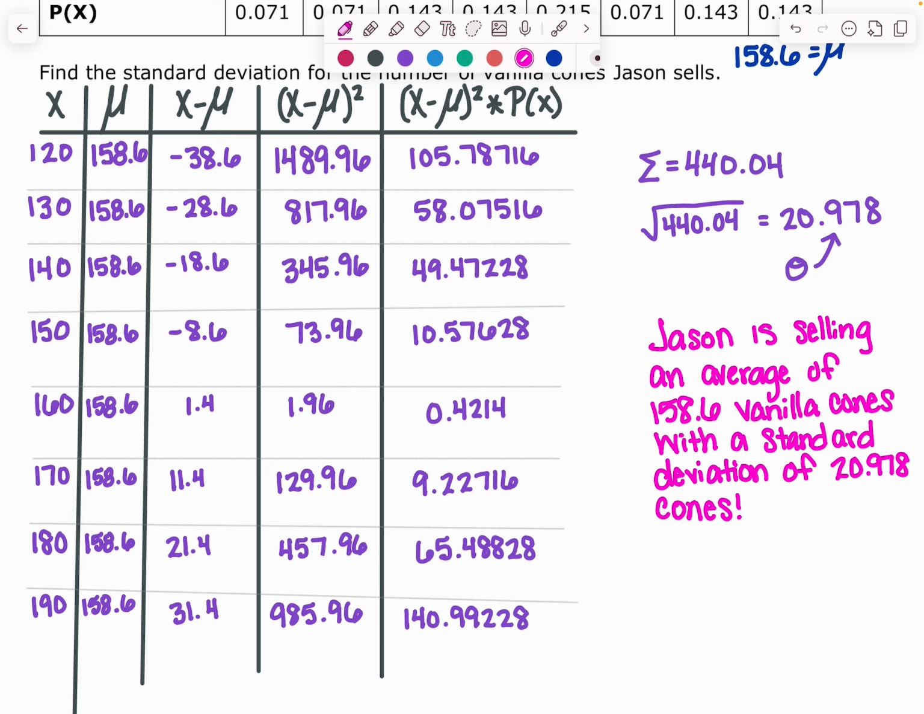Okay, so even though we're calculating the mean and the standard deviation a little bit differently, the things that they tell us, the center of the data and the spread of the data, are the same. So that is how we calculate standard deviation of a discrete probability distribution by hand.